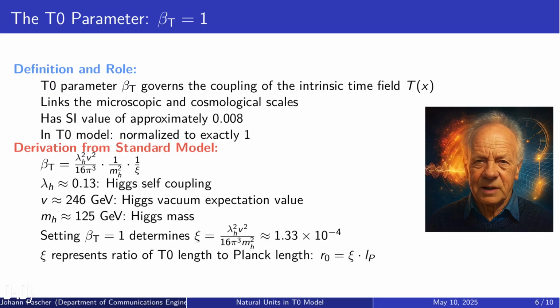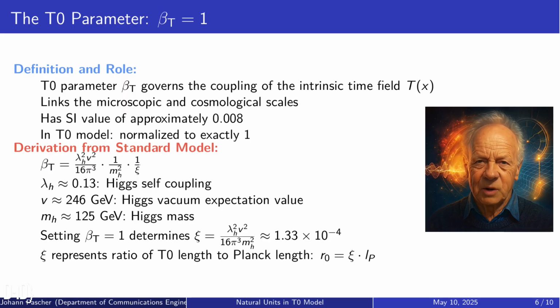The derivation of beta t comes from standard model parameters. It equals lambda h squared times v squared divided by 16 pi cubed, multiplied by the inverse of the Higgs mass squared and the inverse of 11. Here lambda h is the Higgs self-coupling of about 0.13, v is the Higgs vacuum expectation value of approximately 246 GeV, and mH is the Higgs mass of about 125 GeV.